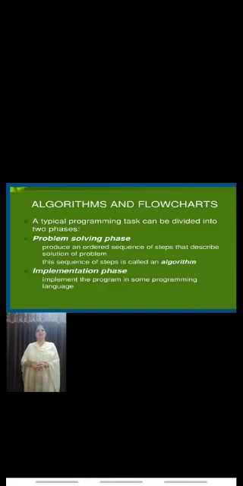Now students, today we will learn about algorithm and flowchart. You know students, a typical programming task can be divided into two phases. First one is problem solving phase and second one is implementation phase. Problem solving phase: produce an ordered sequence of steps that describe solution of problems, and this sequence of steps is called as algorithm. And the next is implementation phase: implement the program in some programming language.